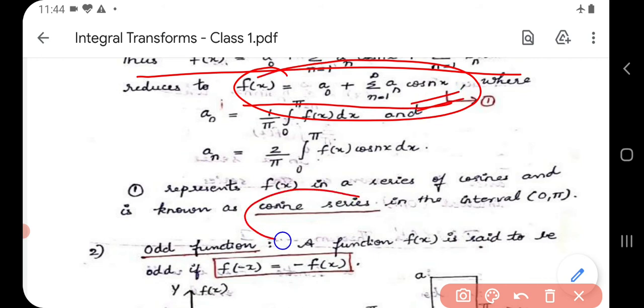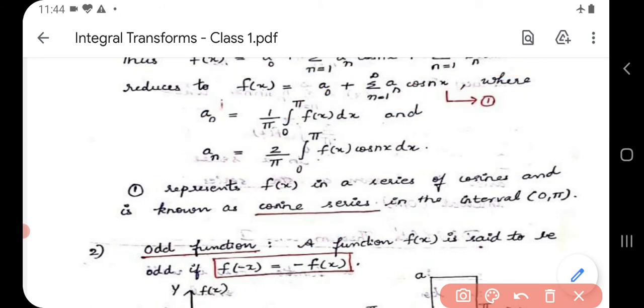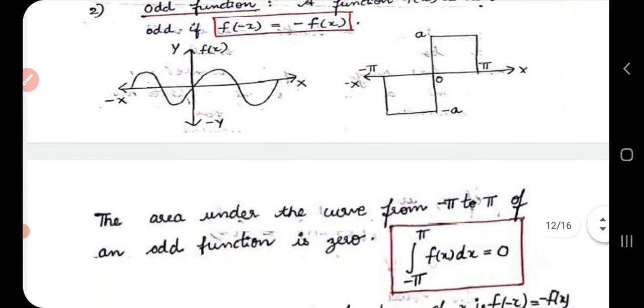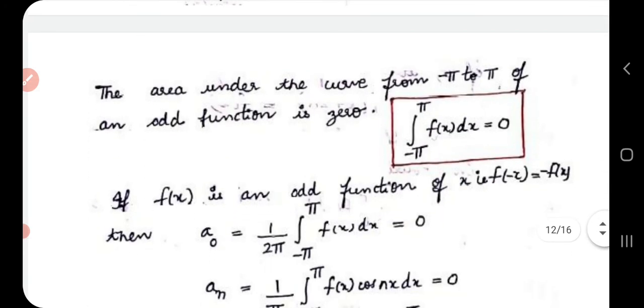So it is also called by the name cosine series. Now a0 and an, you can find using this formula. bn is 0. Now similarly, in contrast to even functions, the odd function. A function f of x is said to be odd if f of minus x is minus f of x. Now in this case, if f of x is an odd function, then its integral from minus pi to plus pi will be 0.